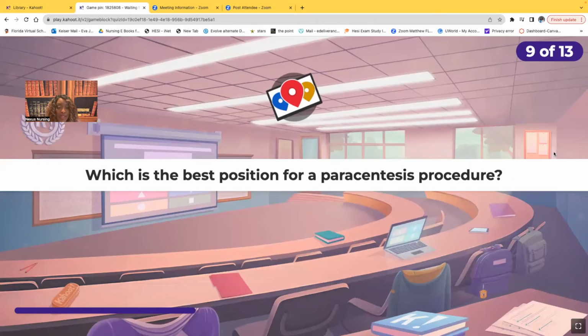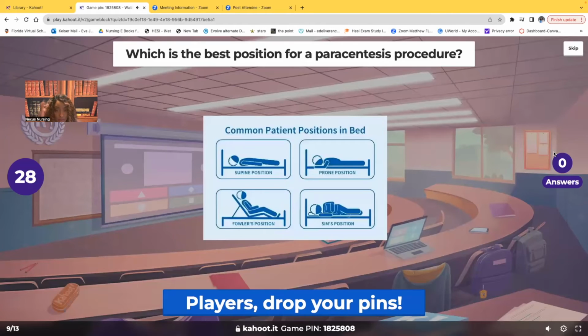All right, drop pin. Which is the best position for a paracentesis procedure? Click on the correct position. Would it be supine, flat on their back, prone on their tummy, Fowler's sitting up, or Sims position, on their side? Patient has to have a paracentesis. What position is best to position that patient?